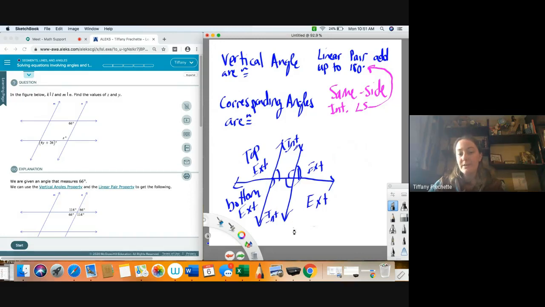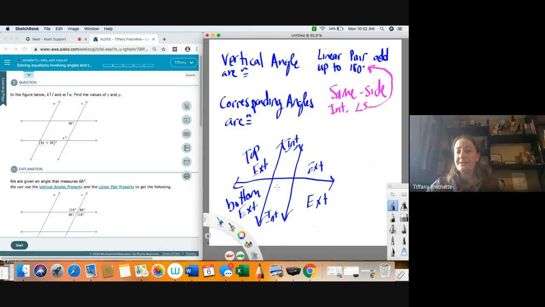Okay, so I've added too many lines here. I think that's going to get a little confusing. So I just wanted to make sure we understood what interior and exterior meant. So if it's same side interior, we now know how to describe it. These are also sometimes called consecutive interior angles instead of same side. Same side is just a little more descriptive. That's why I'm using it.